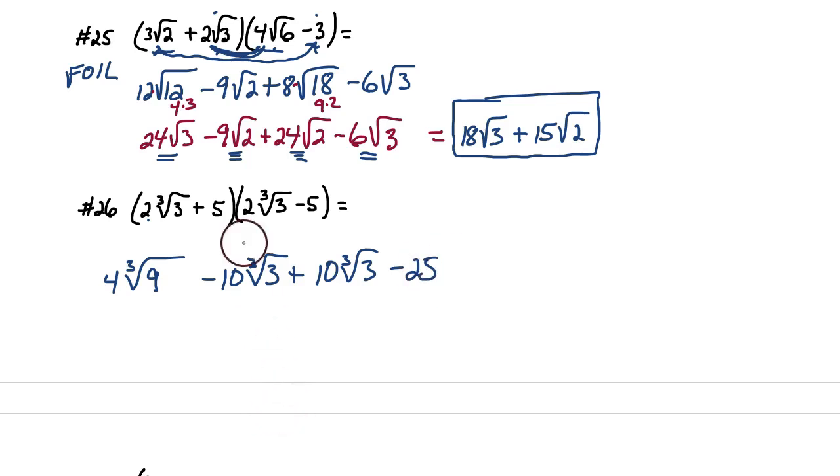Do you notice anything that's going to cancel out here? Those middle terms will cancel out. So our answer is 4 cube root of 9 minus 25.